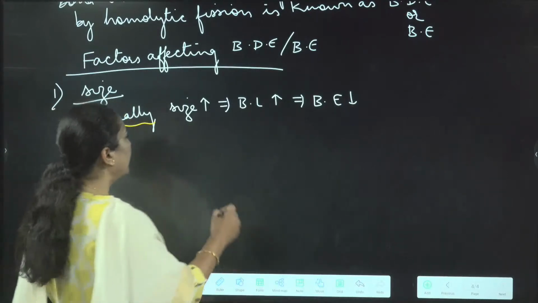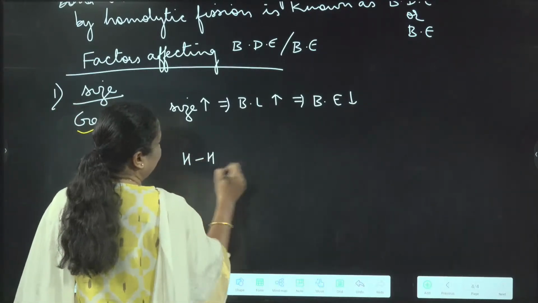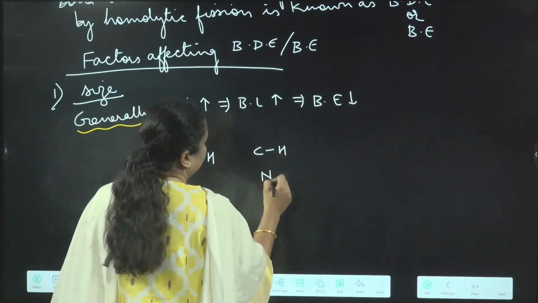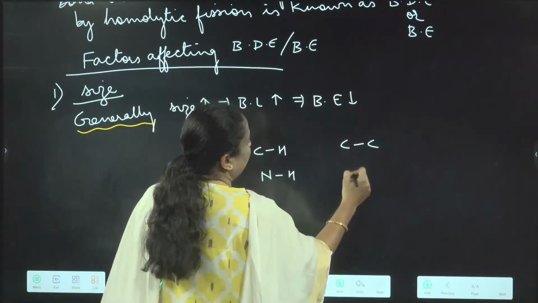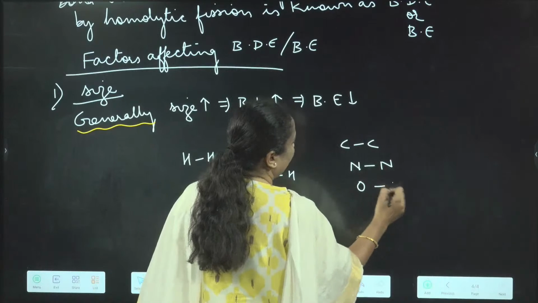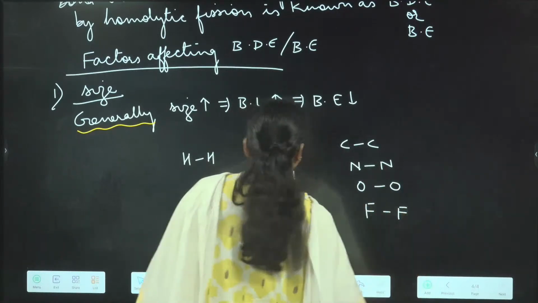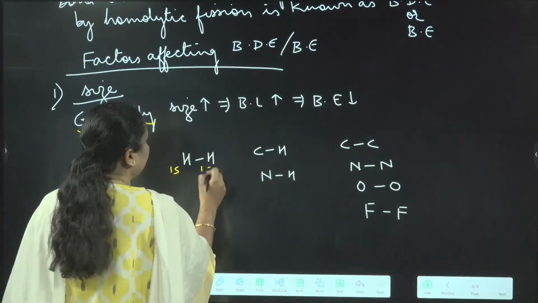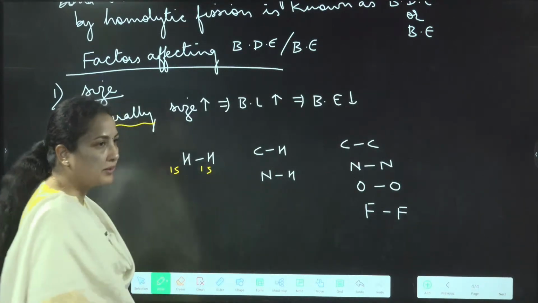Okay. Now here, if I'm writing HH, CH, NH, CC, NN, OO, and FF, right? Basically, are you able to see here size is like between this is 1s, right?